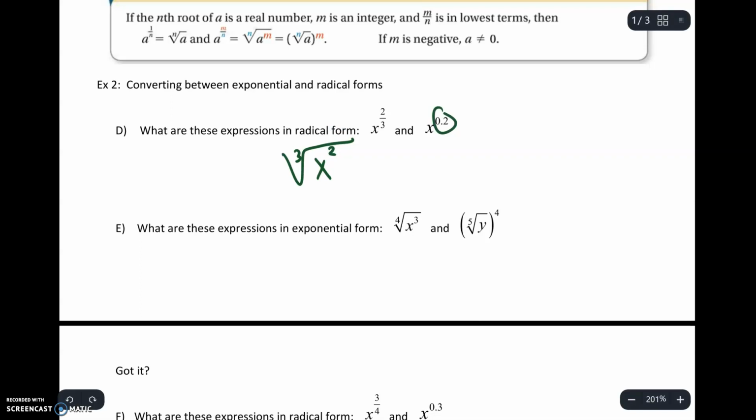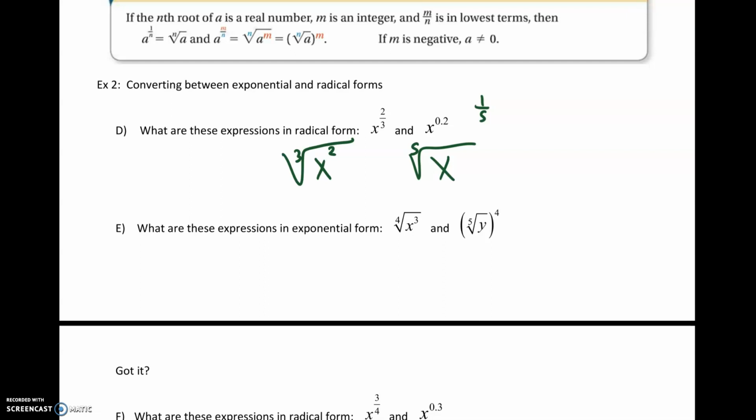It is also good if I see a decimal as a power to think about what that would look like as an exponent, or as a fraction rather. 0.2 is the same thing as 1/5, so then if I'm still treating that numerator as a power and the denominator as a root, this looks like it's just going to be the 5th root of x. I should be able to go the other way around, so again, if that rule still applies, the power goes on the top of my fraction.